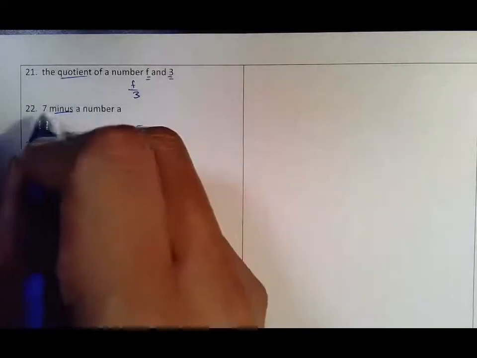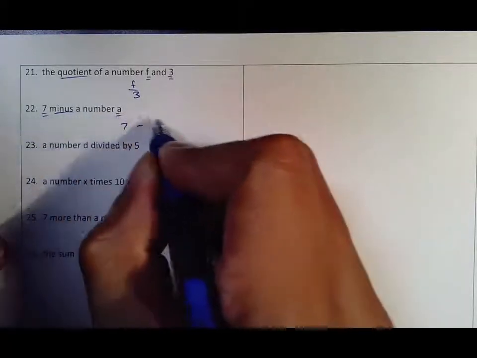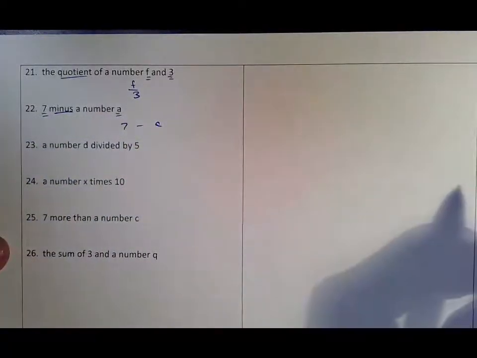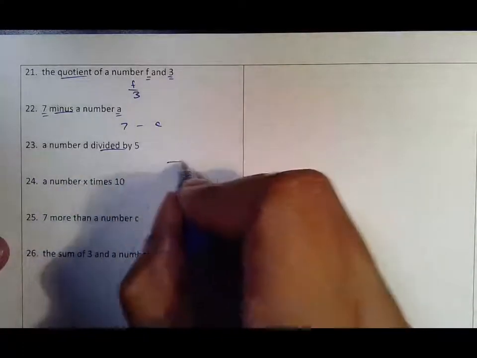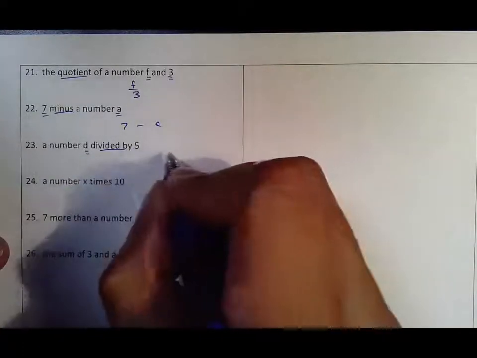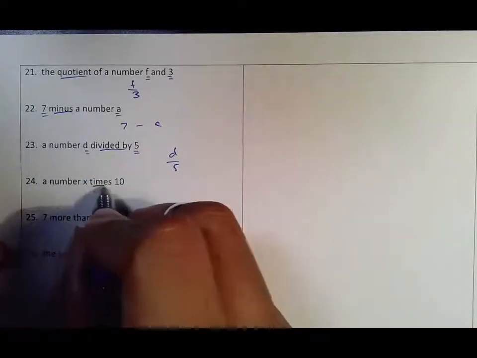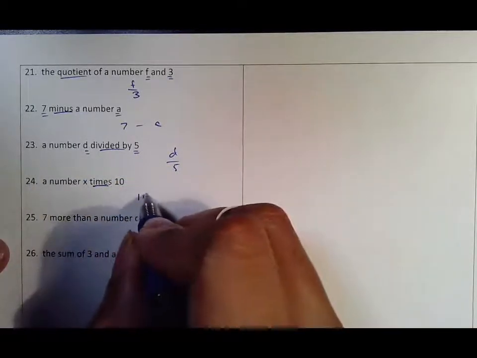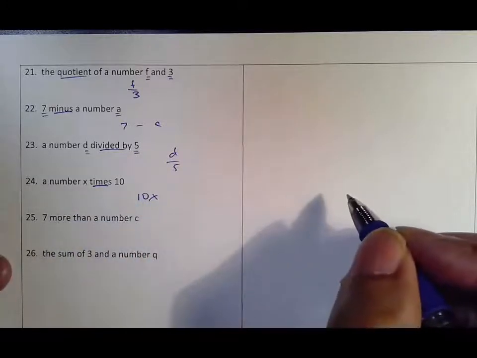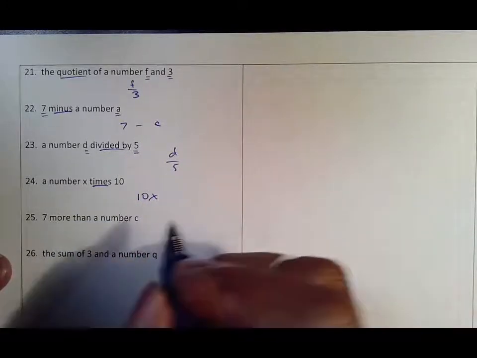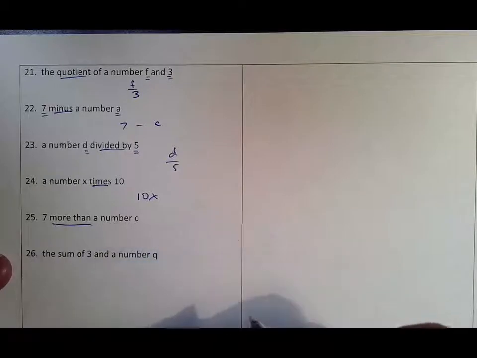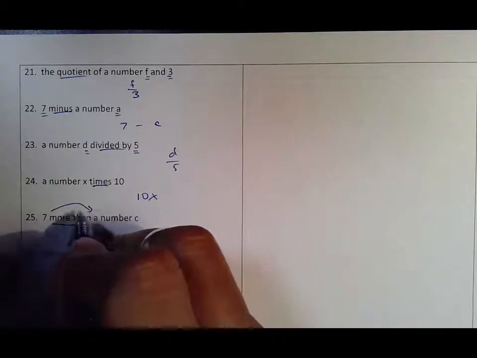Minus means subtract. 7's first. A is second. Divided by means division, fraction. D first, 5 second. Times means multiply, which means who cares about what the order is? Number first, variable second. Again, that all comes with the practice this week. I know it seems silly that we keep doing this, but that's how you perfect things, is by practicing them.